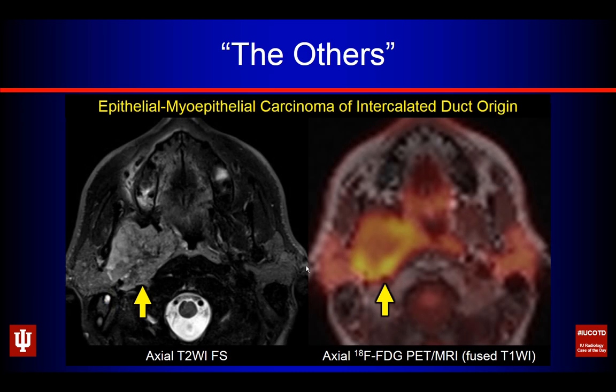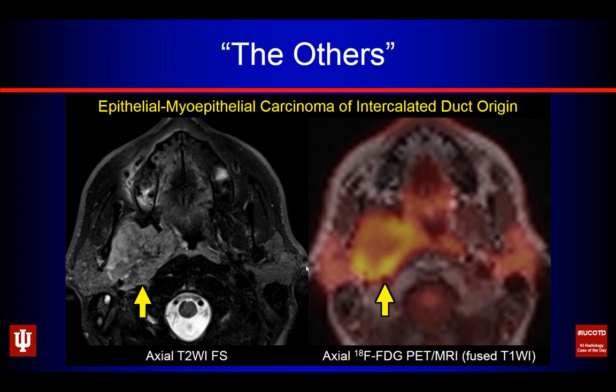One that looked a bit similar to that, but more in the deep lobe. Infiltrating, large, ugly mass, has some intrinsic dark T2 areas that are concerning. On PET MRI, you can see that there's FDG uptake. This was an epithelial myoepithelial carcinoma of intercalated duct origin. Totally would have led with that. I mean, I wouldn't have given a differential, right?